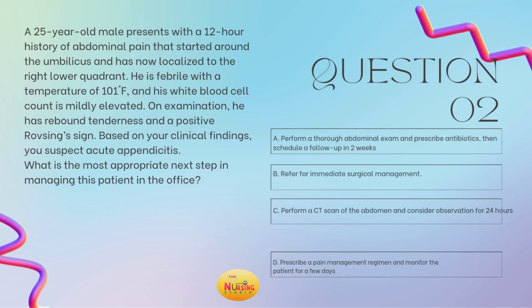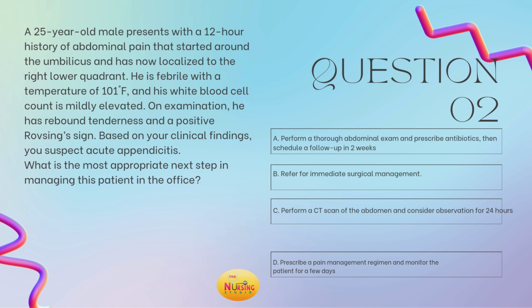Question number two: a 25-year-old male presents with a 12-hour history of abdominal pain that started around the umbilicus and now is localized to the right lower quadrant. He is febrile with a temperature of 101 degrees, and his white blood cell count is mildly elevated. On exam, he has rebound tenderness and a positive Rovsing sign. Based on your clinical findings, you suspect acute appendicitis. What is the most appropriate next step in managing this patient in the office?